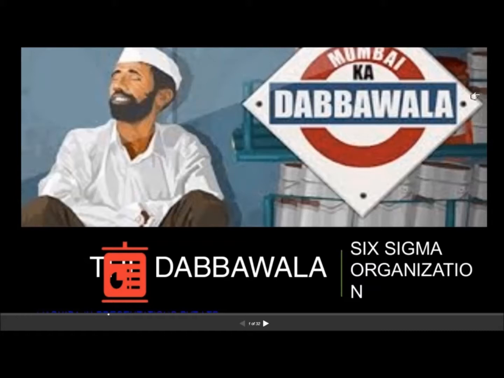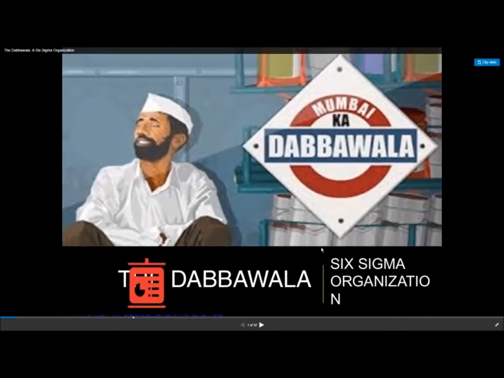This is just to give you a little bit of context. This is the standard symbol of a railway station. Okay, and this is what is called a dabbawala. Dabba just means box. It's this thing, and this is a man who transports this. Okay, and I'll give you a sense of exactly what. And it is a Six Sigma organization.